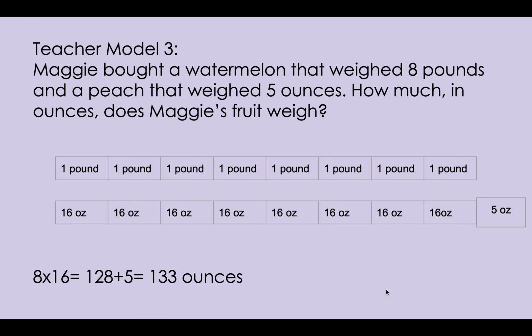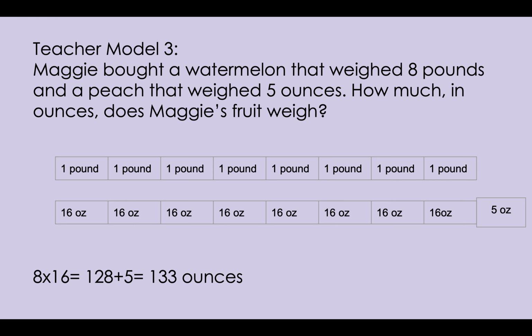Teacher Model 3. Maggie bought a watermelon that weighed 8 pounds and a peach that weighs 5 ounces. How much in ounces does Maggie's fruit weigh? Okay, the question is asking us ounces. So we need to first turn our 8 pounds into ounces. I know 1 pound is 16 ounces, so I made my bar model.